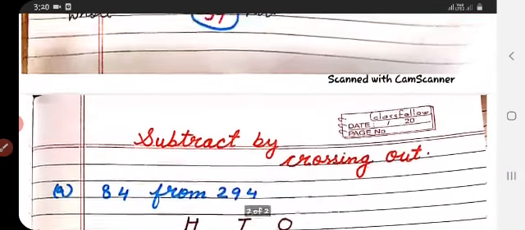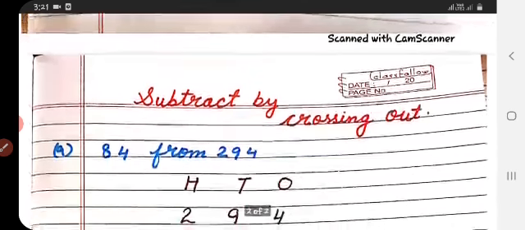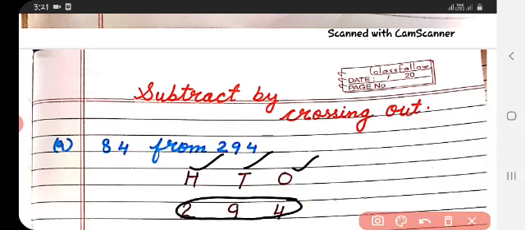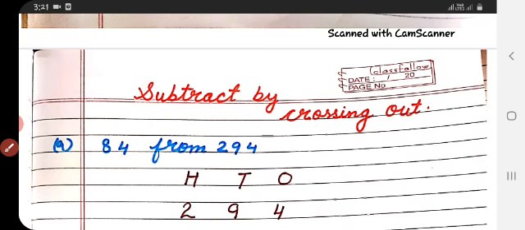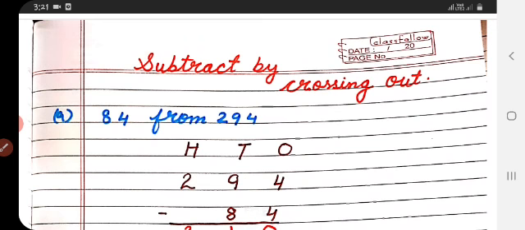Now our next topic is subtract by crossing out. Subtract by crossing out means, like we can see here, 84 from 294. First of all we will write ones, tens, hundreds, and we will write 294. Then we will write 84.